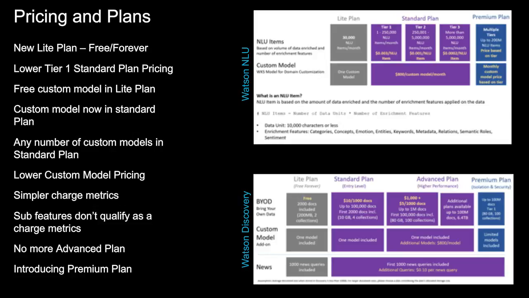With Alchemy Data News, there was a more complex pricing metric, which took into consideration the number of news queries, the amount of data returned, the types of enrichments you would apply, and so on. We've really simplified the news pricing with Watson Discovery, where we just charge by the query. You have 1,000 news queries that are free within the Lite plan, and you also have access to additional queries, irrespective of whether it's within the standard, advanced, or premium plan on Watson Discovery. It is charged a flat 10 cents per query.